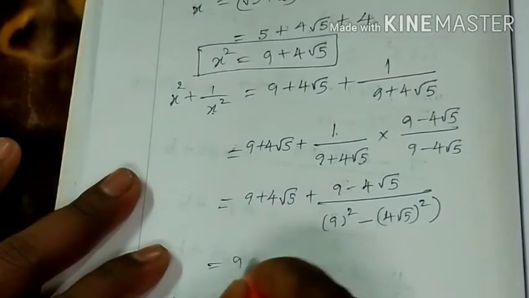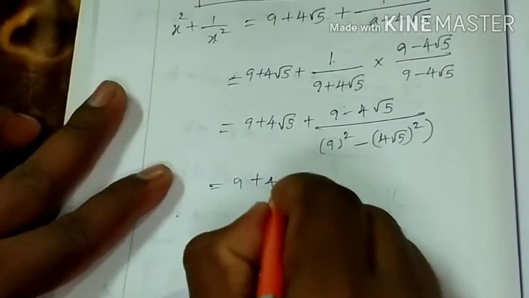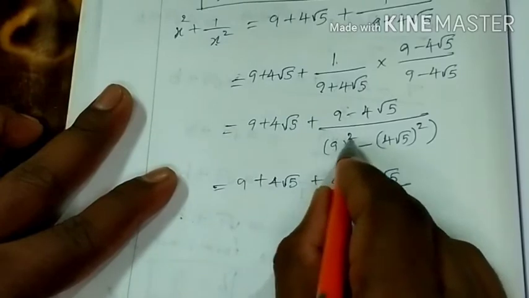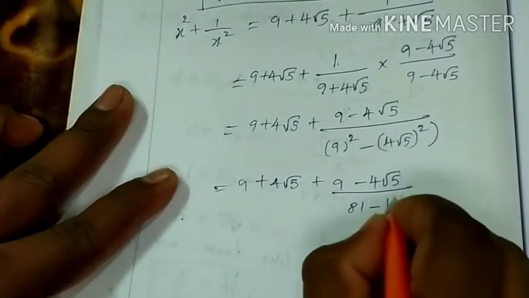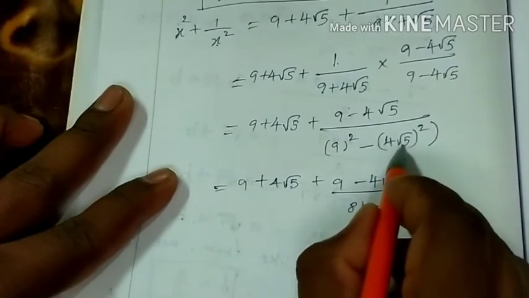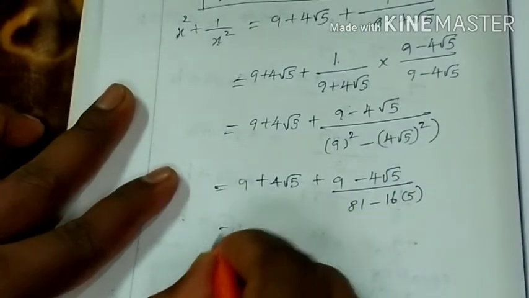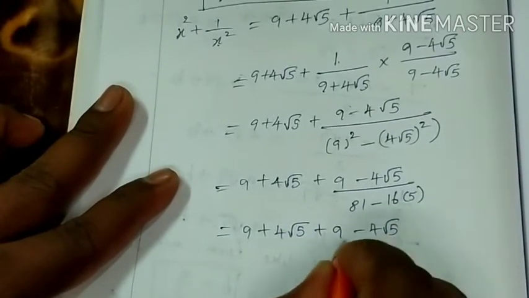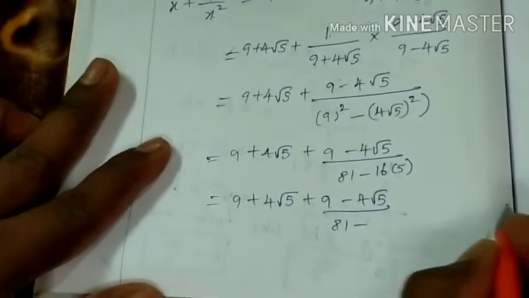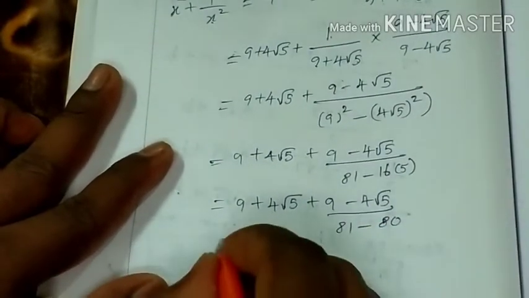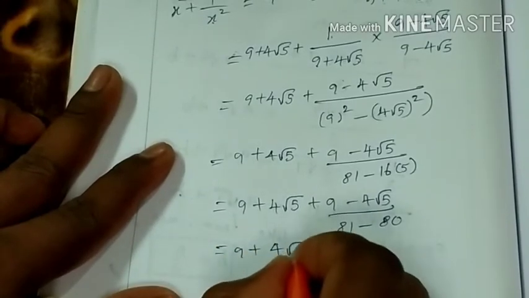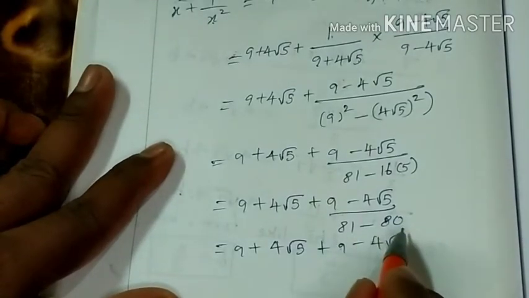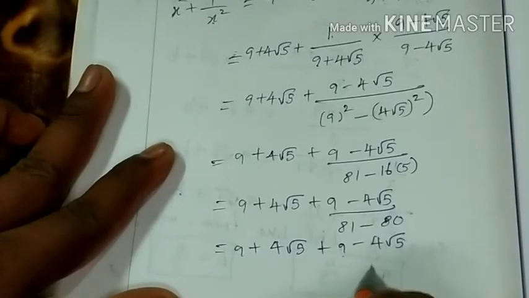Okay, which is equal to 9 plus 4 root 5 plus 9 minus 4 root 5 whole divided by 9 square is 81 minus 4 square is 16 and root 5 square is 5. Is equal to 9 plus 4 root 5 plus 9 minus 4 root 5 divided by 81 minus 16 5s are 80. Is equal to 9 plus 4 root 5 plus 9 minus 4 root 5 divided by 81 minus 80 is 1. So here we don't need to write the 1.